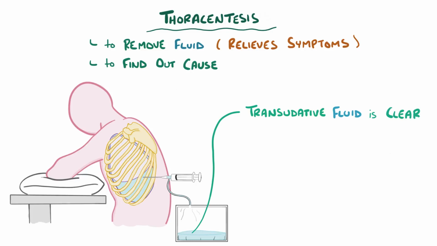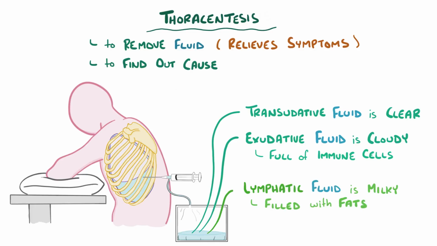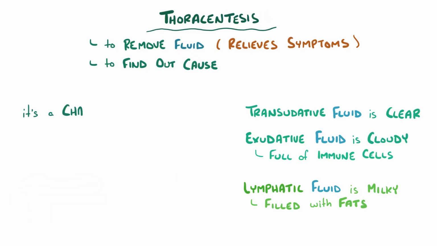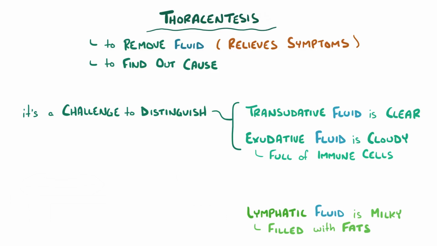Transudative fluid looks clear. Exudative effusions are full of immune cells and therefore look cloudy. And lymphatic fluid is filled with fats and looks kind of like milk. Often the biggest challenge is distinguishing between a transudative and exudative effusion. And the key difference is the amount of protein in the effusion. Exudates have much more.